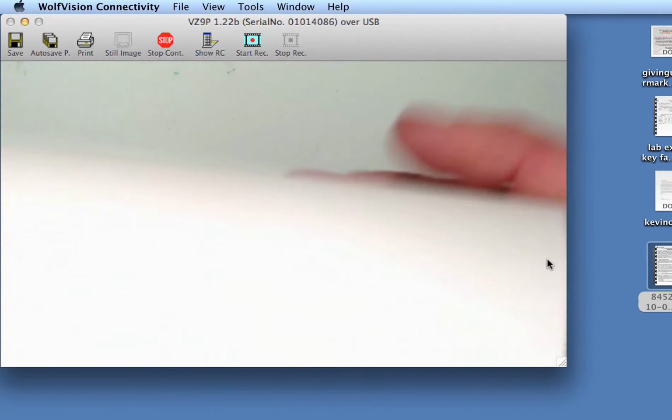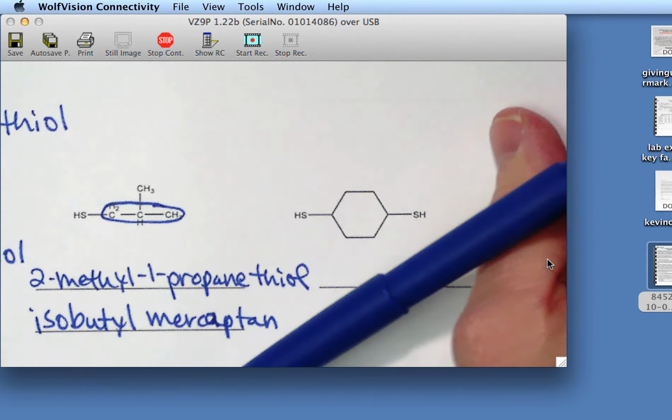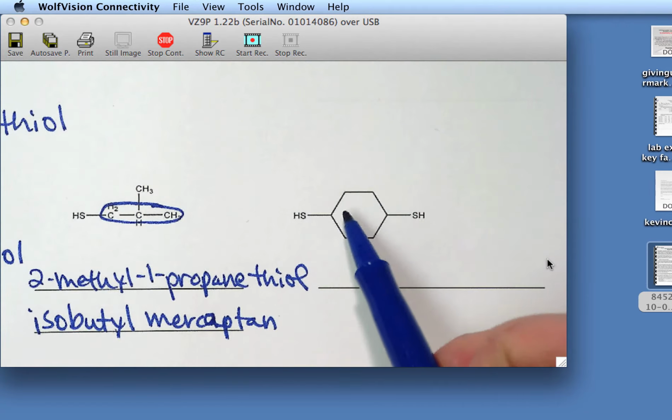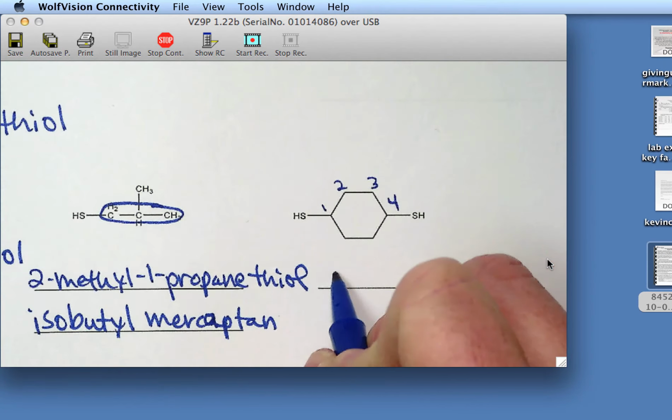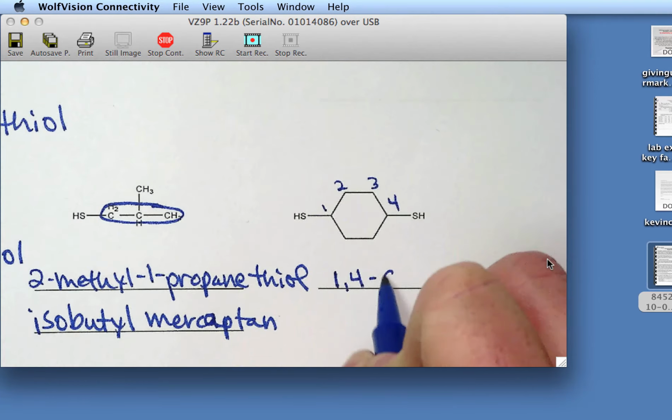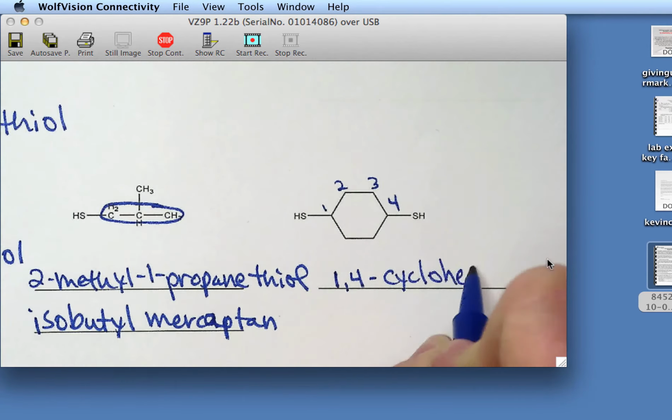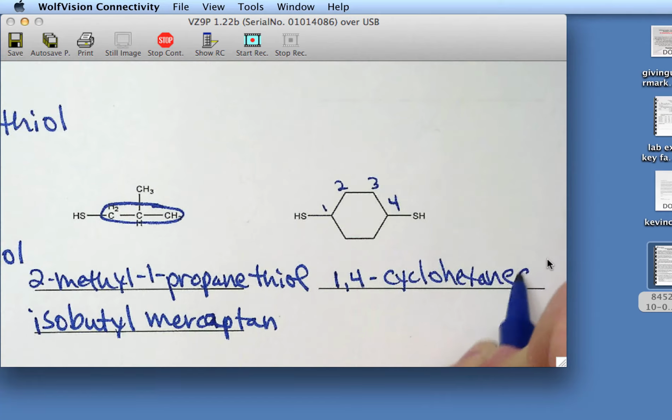And then this last one is a dithiol. 1, 2, 3, 4. 1,4-cyclohexanedithiol.